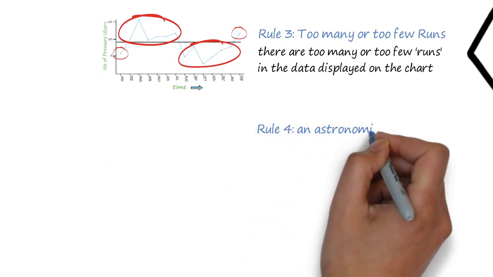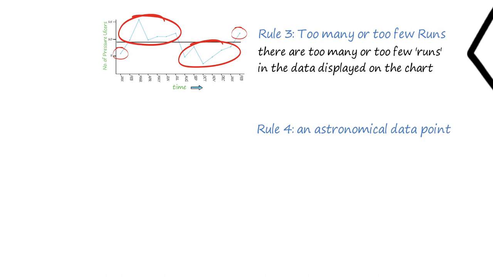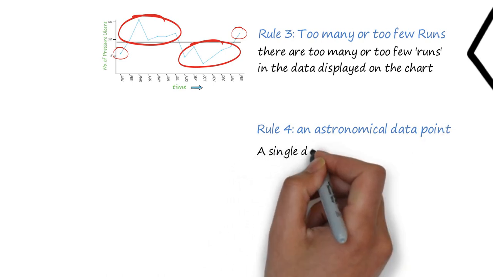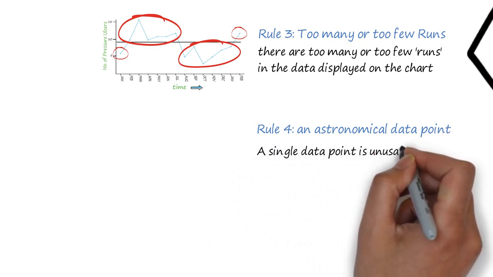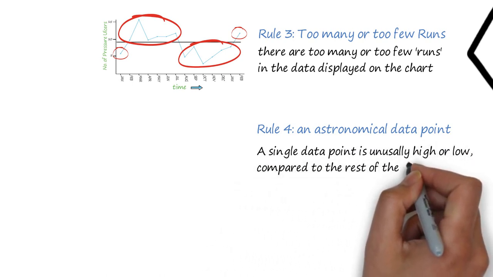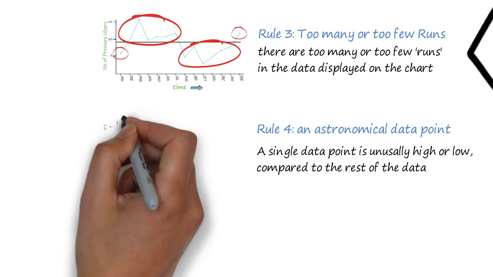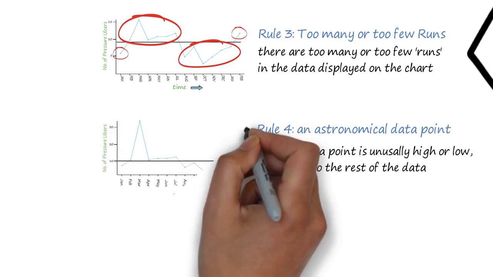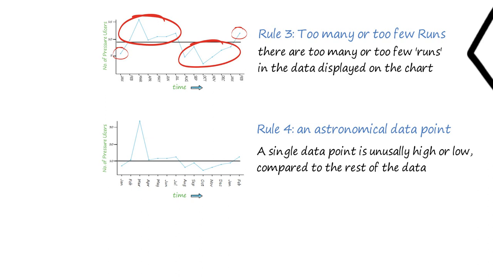Rule 4 refers to an astronomical data point. This is where a single data point is unusually high or low compared to the rest of the data in the chart. I've used a slightly different graph here to illustrate this point, and you can see that the third data point is noticeably higher than the rest of the data.